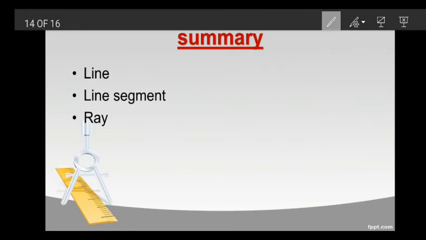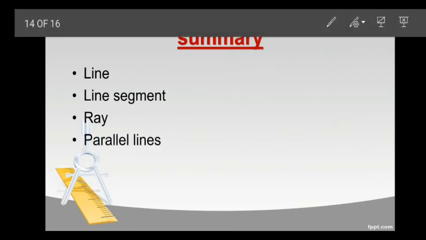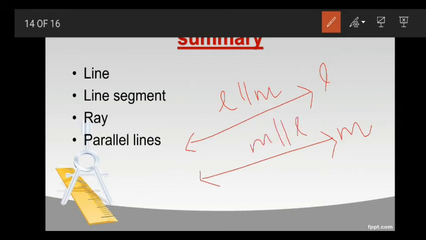Then we have seen what are parallel lines. If two lines won't intersect each other, even if you extend the lines, then we can say those two lines are parallel. When two lines L and M are parallel, we'll use this symbol to represent parallel lines. L is parallel to M or M is parallel to L.